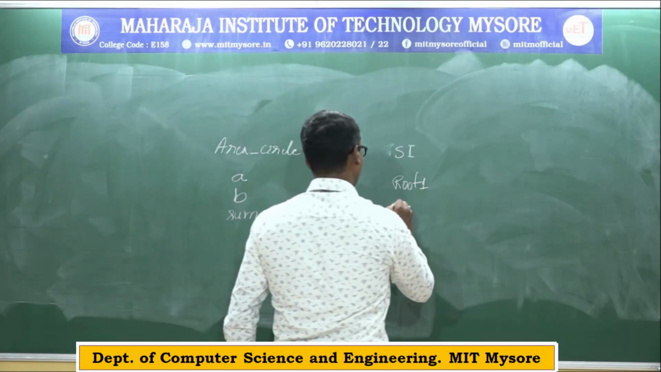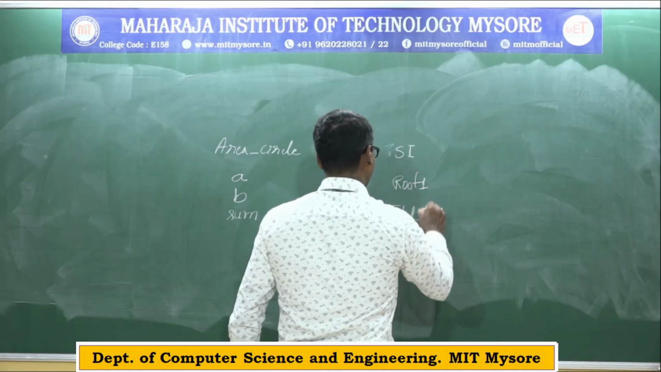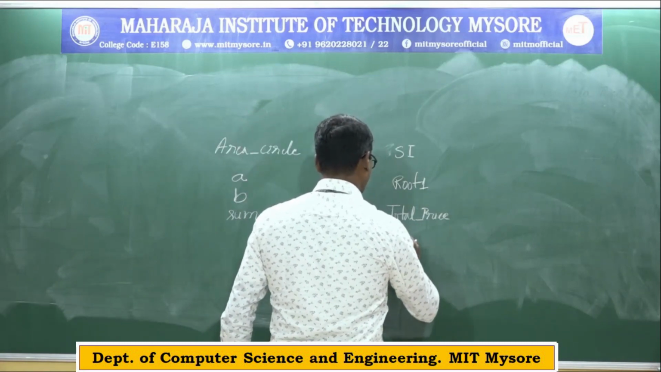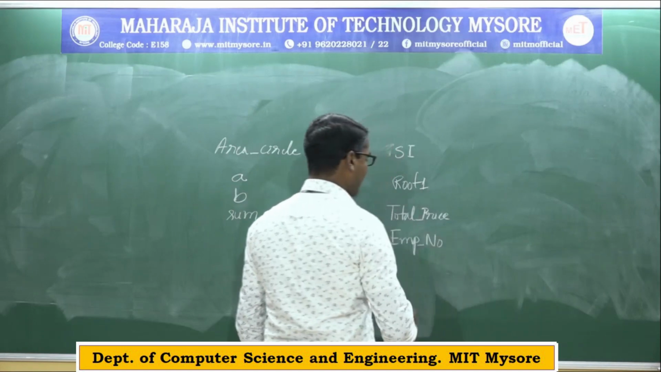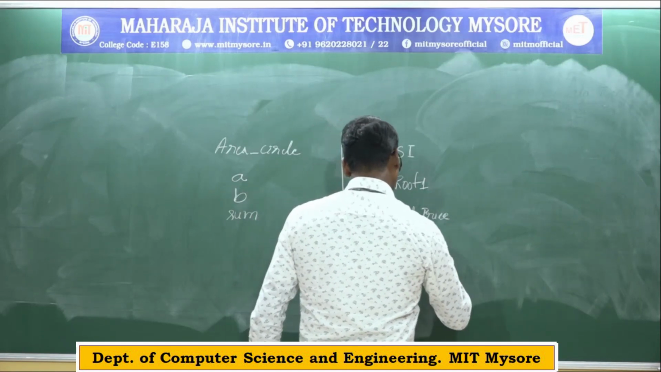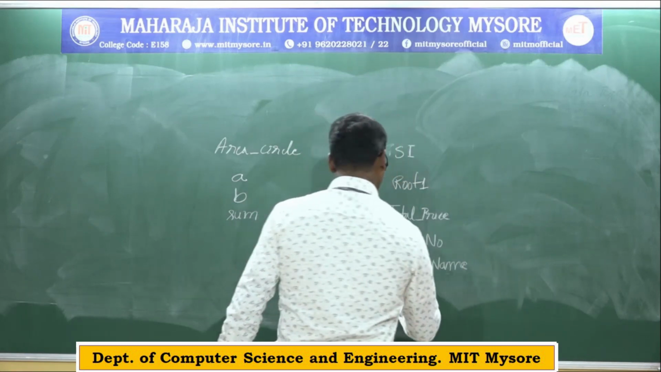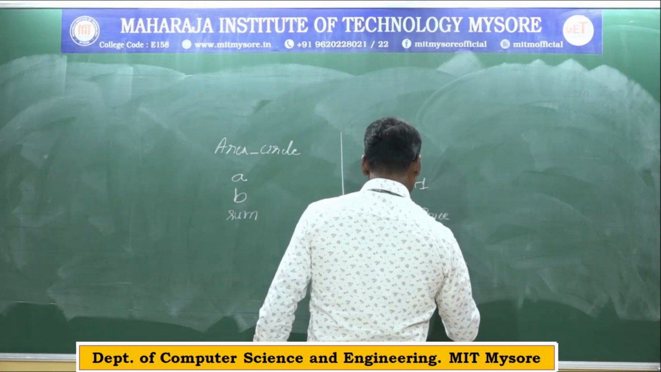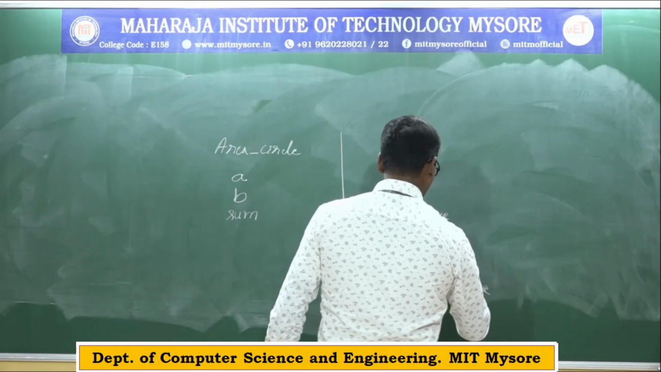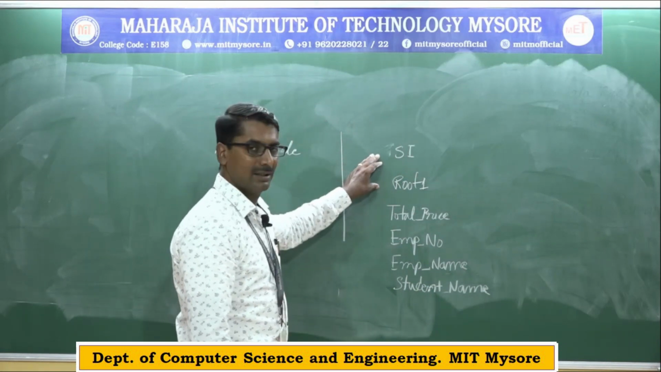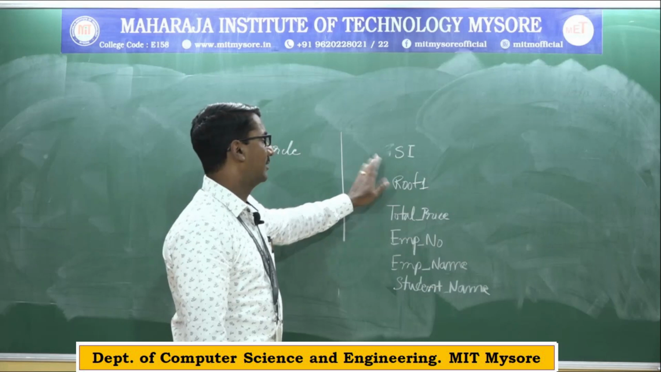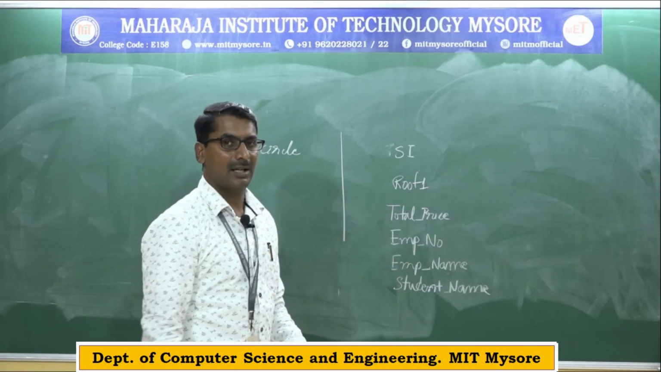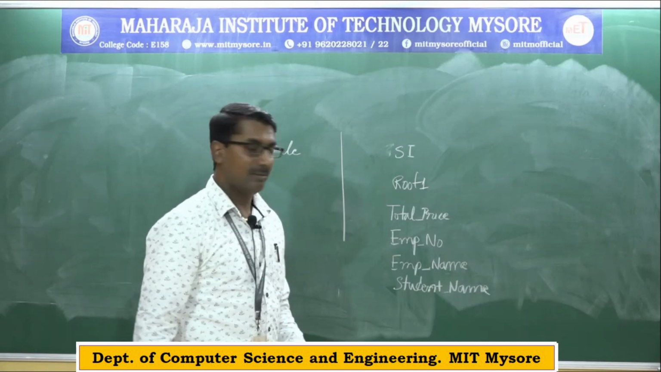Other examples: root1, total price, emp_number, emp_name, student_name. You can see here root1. If you are finding the roots of a quadratic equation, that will be represented by root. Then total price: if you are calculating the sum of the prices of different items, then we use total price.